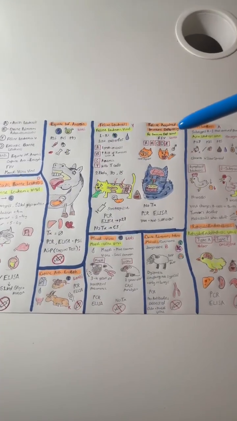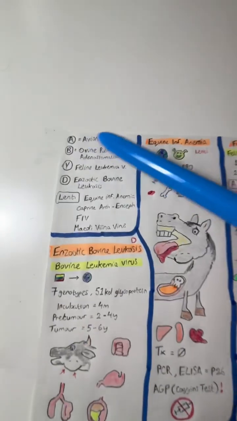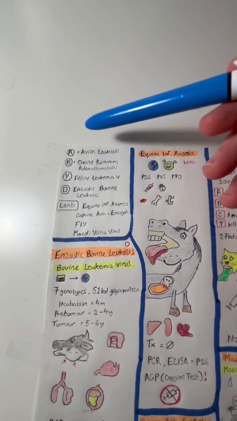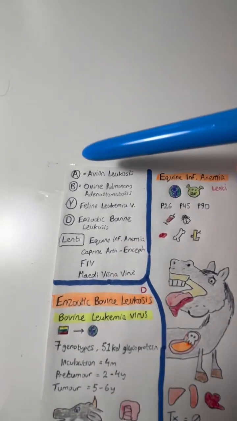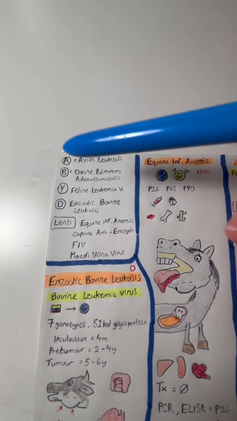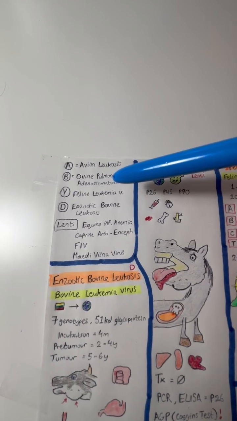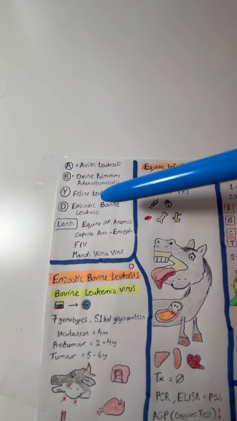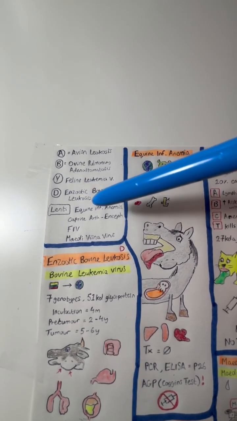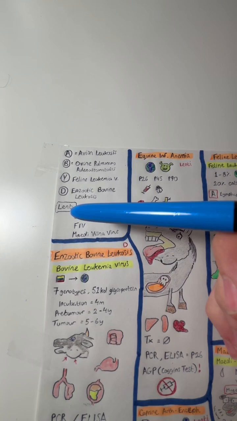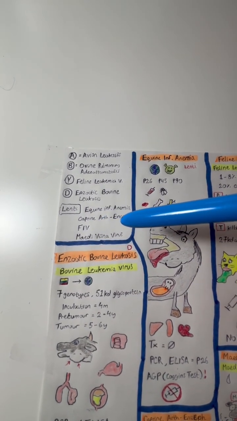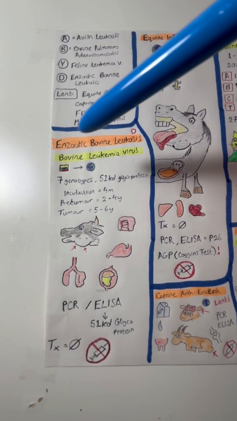So the retroviruses are split into 5 different subfamilies. There's alpha, beta, gamma, delta, and lenti. Alpha retroviruses have avian leukosis. Beta retroviruses have ovine pulmonary adenostomatosis. And gamma retroviruses have feline leukemia virus. And delta retroviruses have enzootic bovine leukosis. And then the lentivirus genus is equine infectious anemia, caprine arthritis encephalitis, feline acquired immune deficiency, also known as FIV, and Maedi-Visna virus. So enzootic bovine leukosis has the bovine leukemia virus.